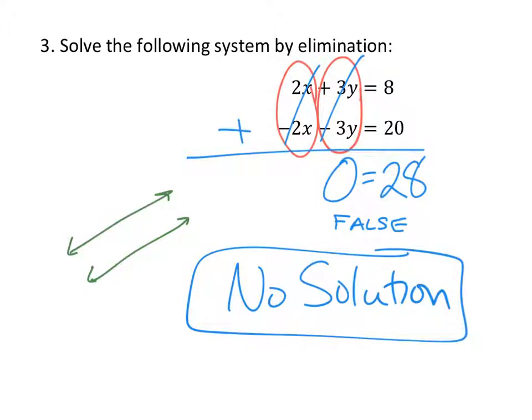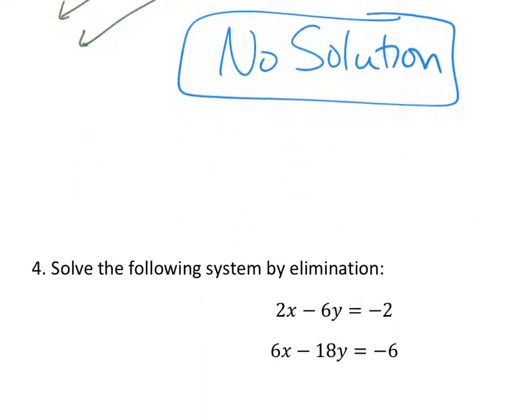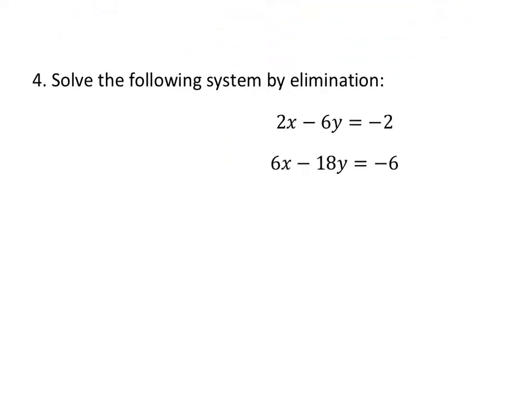Let's check out number 4. All right, what's wrong with number 4? There are no opposite like terms. 2 and 6 are not opposite. -6 and -18 are not opposite. So we have to do something about it.